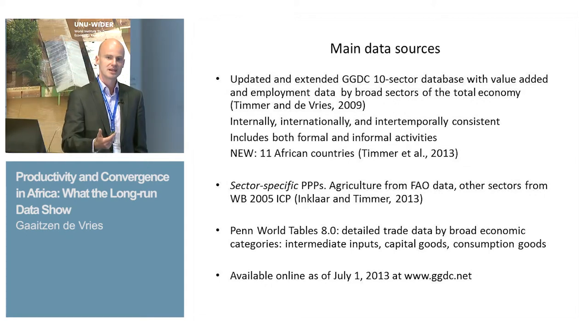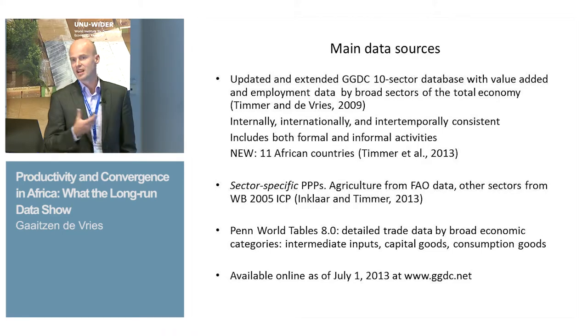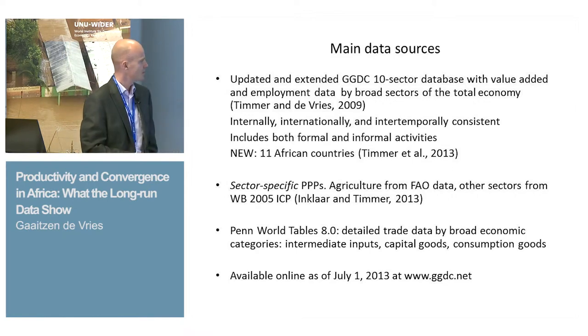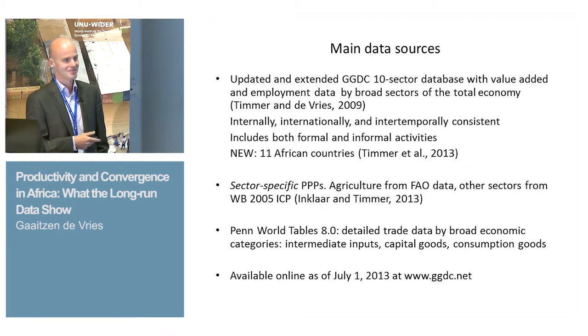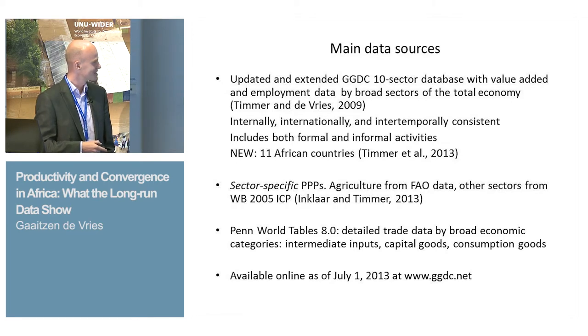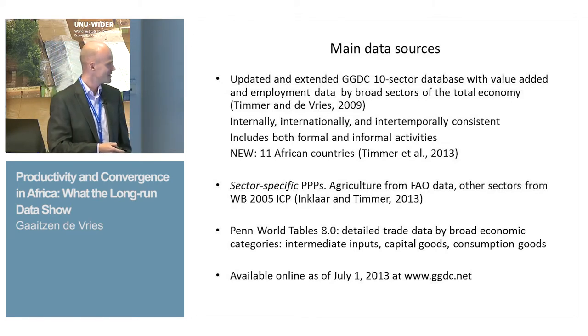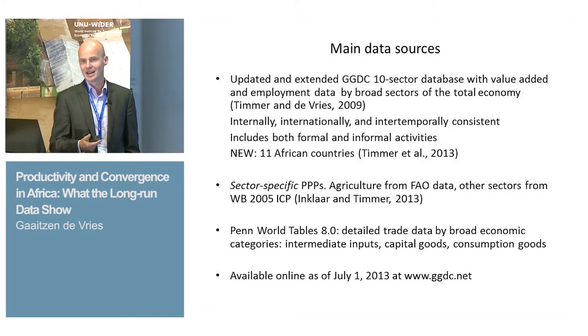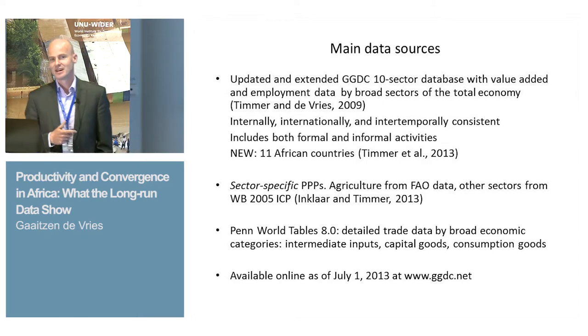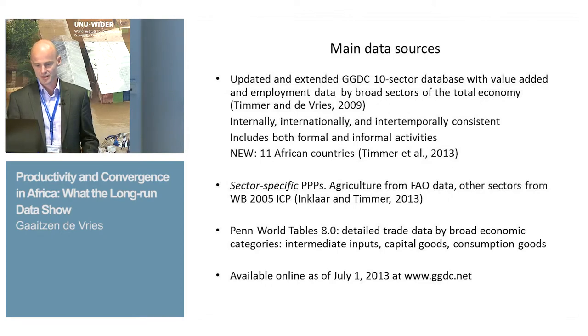What you typically have is trade data where you see the imports, but you don't know where the imports are going. Are they going to final consumption in the country, or are they actually being used by firms in these countries to produce something else? This trade data by broad economic categories allows you to distinguish between intermediate goods, capital goods, and consumption goods. I'm taking those data. We're also working on that with Robert Veenstra, so I have the advantage of already using this data. It's also a kind of test of this data. Things will become available online starting in July, via our website, ggdc.net, and also the Penn World Tables website.